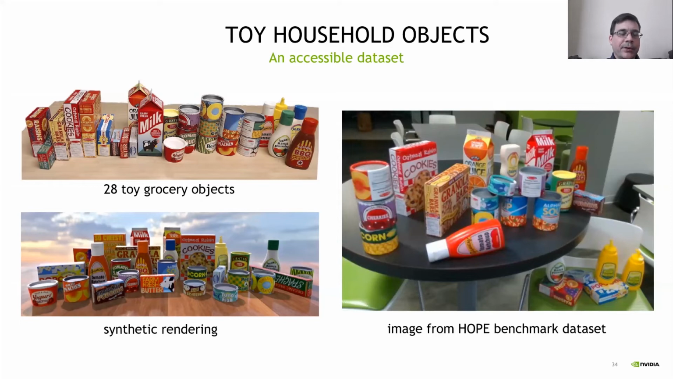So what we have here is a set of 28 objects. They're toy grocery objects. The real ones are at the top. The synthetic renderings of the 3D models that we scanned are at the bottom. And then one of the images from our data set is on the right. So we're in the process of releasing this. So if you're interested, contact me or just keep looking on the web and we'll have it up pretty soon. And this is, again, to help the community go beyond the limitations of the YCB.